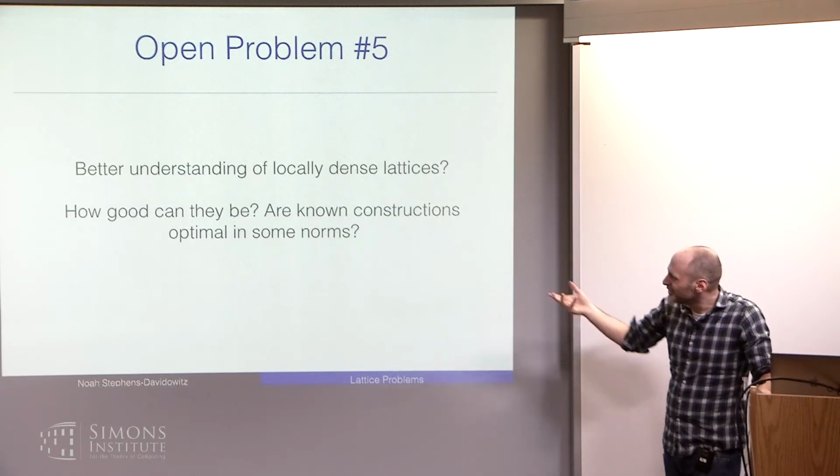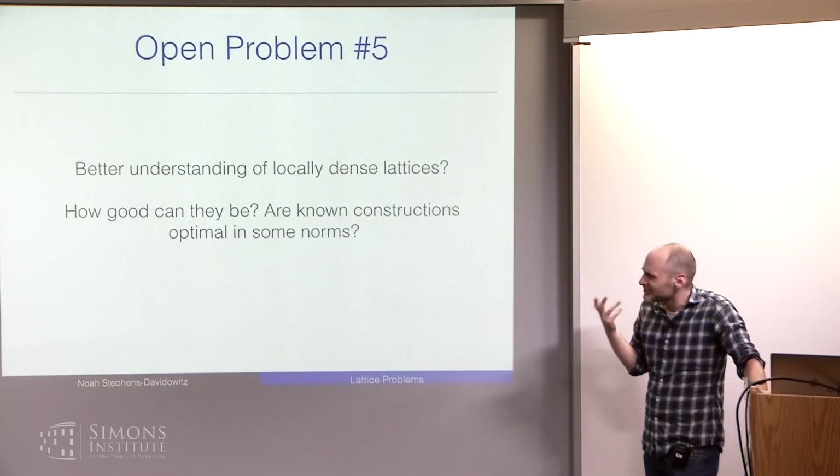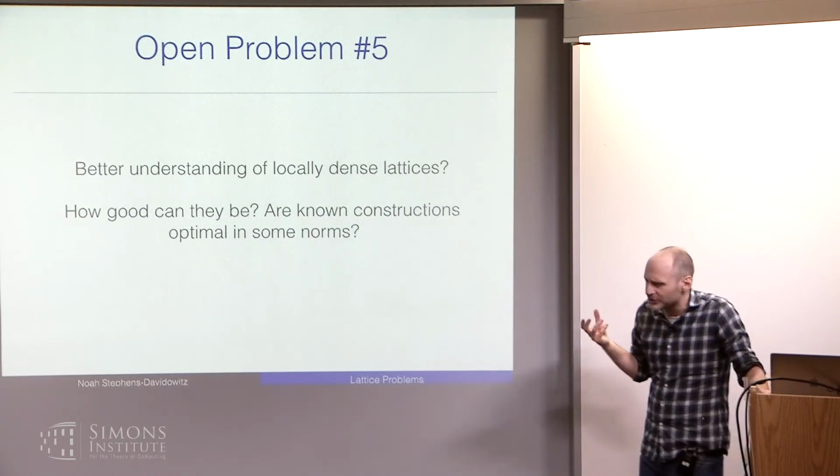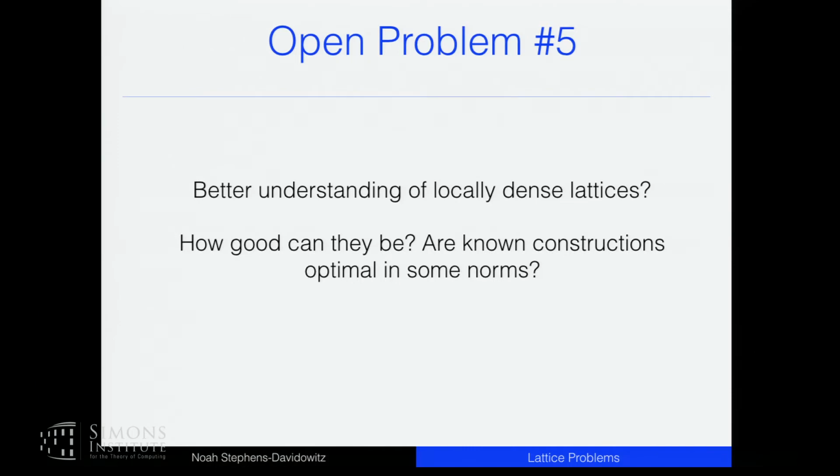And number 5, I think these locally dense lattices are very beautiful objects on their own. I think they're worthy of study independent of hardness of SVP. In particular, we can imagine proving upper and lower bounds on these things. For some norms, our constructions are very natural, and it's plausible they might be optimal. So I think these are interesting, fun things to study if you're into that kind of thing.